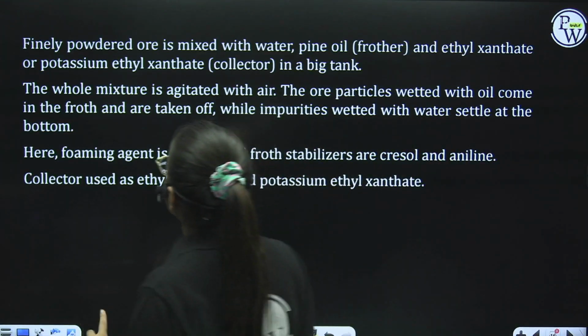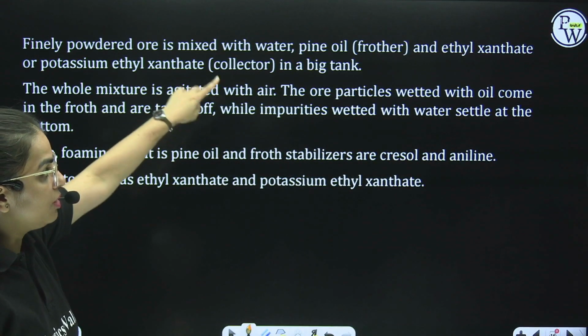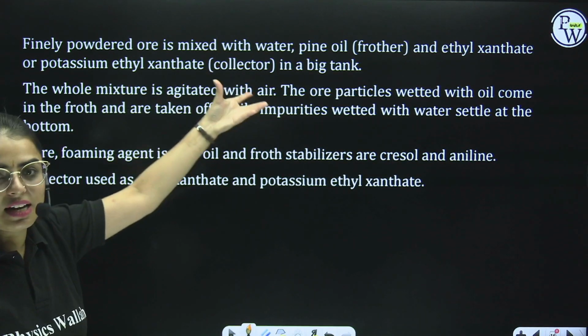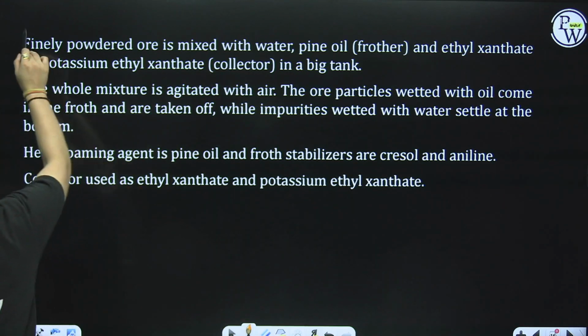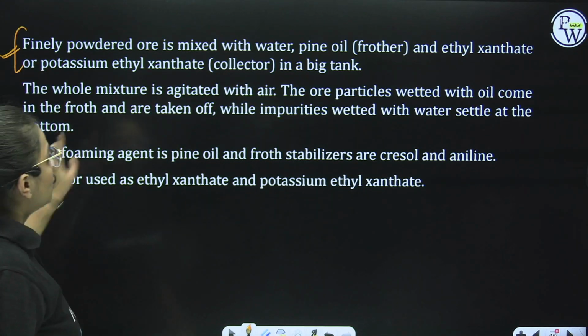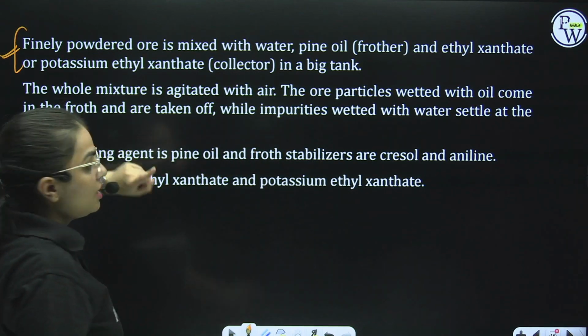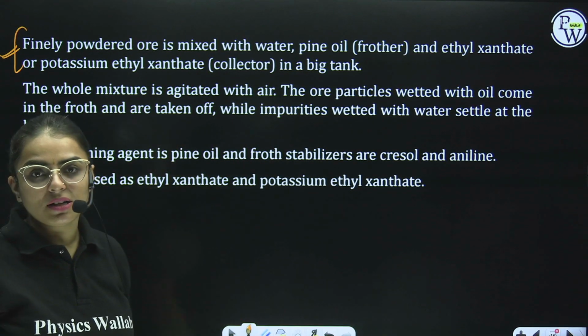Let's understand this. Finely powdered ore is mixed with water, pine oil, that is the frother, and ethyl xanthate or potassium ethyl xanthate, that is the collector, in a big tank. You have to learn what you have kept. This is an important one. The whole mixture is agitated with air. You pass the air, and the ore particles get wetted with oil. Now you should know, we are adding oil to the ore particles, no?